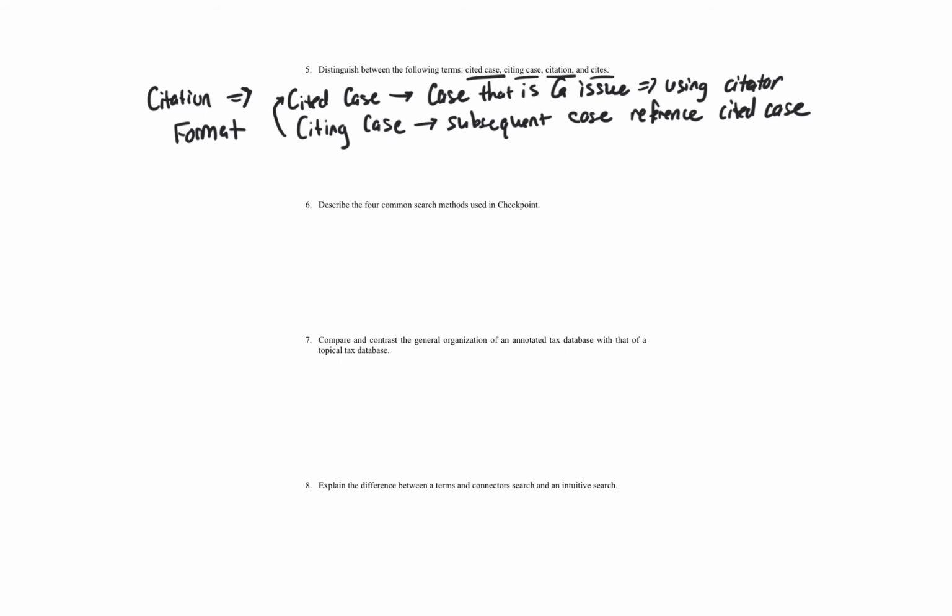Okay, let's go on to question 6. Describe the 4 common search methods used in Checkpoint. So the 4 common search methods: we have keyword search, index search, content search, and citation search. I would say that they are in that order by popularity. By far, keyword search is going to be the most common because practitioners are used to searching the internet, and it's very similar to that structure in terms of how you go on a search engine and search the internet.